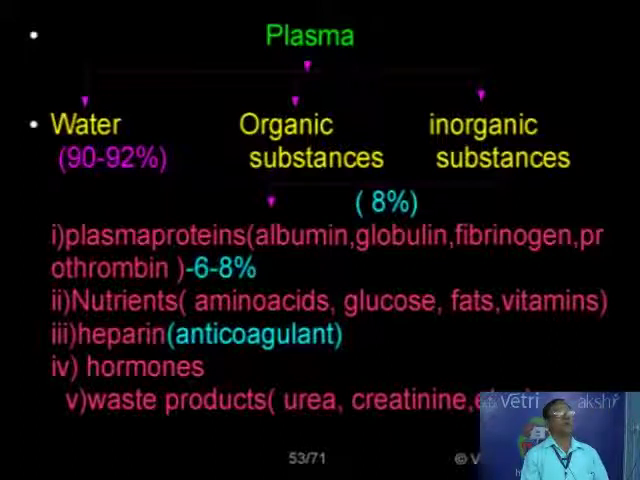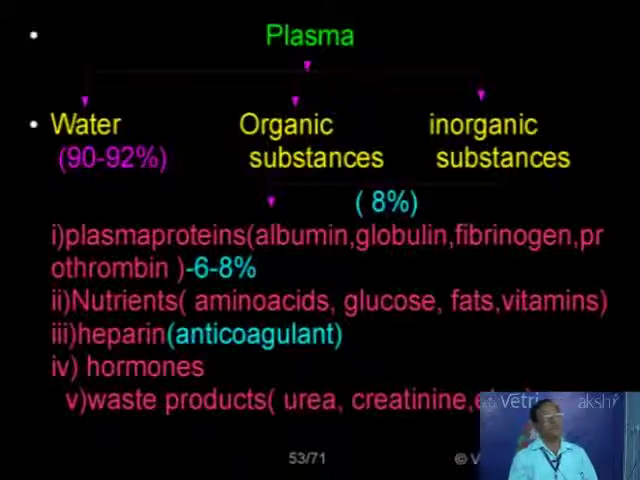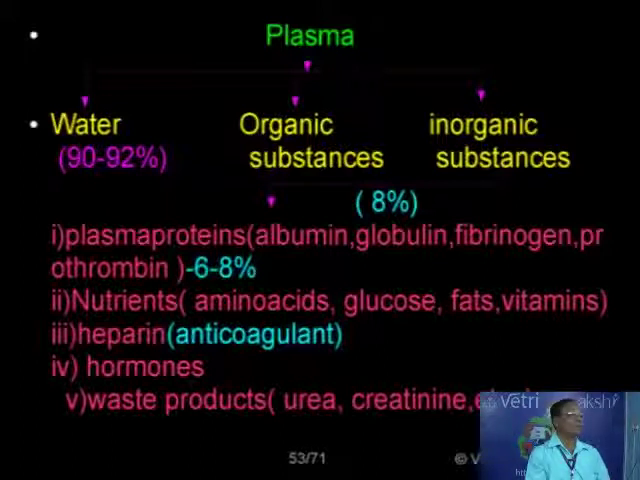In addition to that, to keep the blood always in a fluid state, the fluidity of the blood is maintained because of the presence of an anticoagulant substance released by the mast cells, called heparin. It is an anticoagulant keeping the blood always in a fluid state.